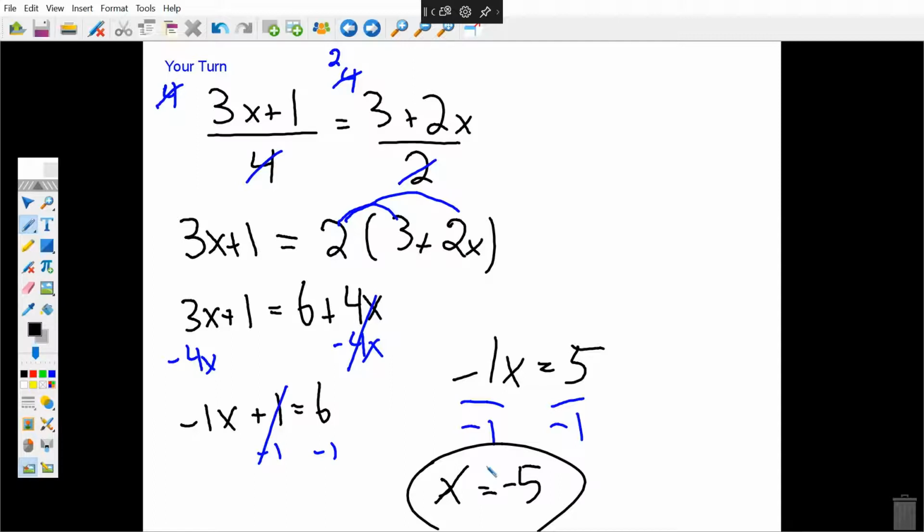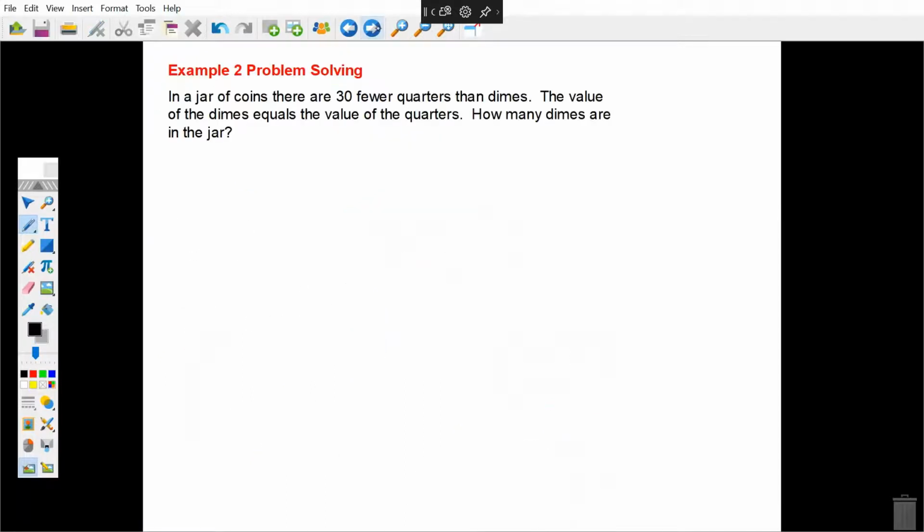Hopefully that was successful. Let's try one more here. Here is a problem-solving question, and this one occasionally can be tricky for students, so we'll work through it together. In a jar of coins, there are 30 fewer quarters than dimes. The value of the dimes equals the value of the quarters. How many dimes are in the jar?